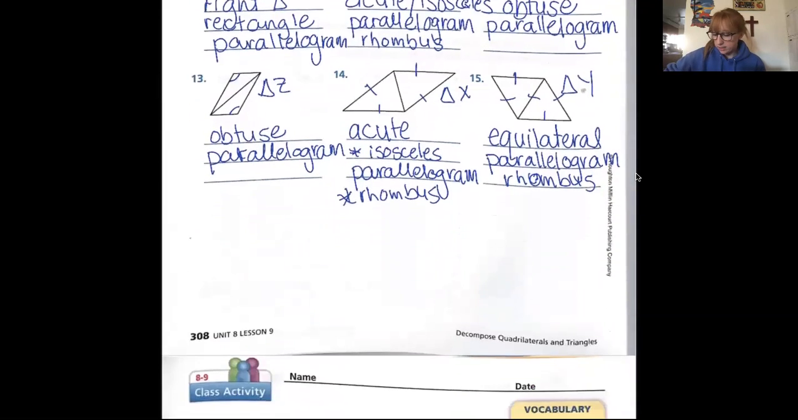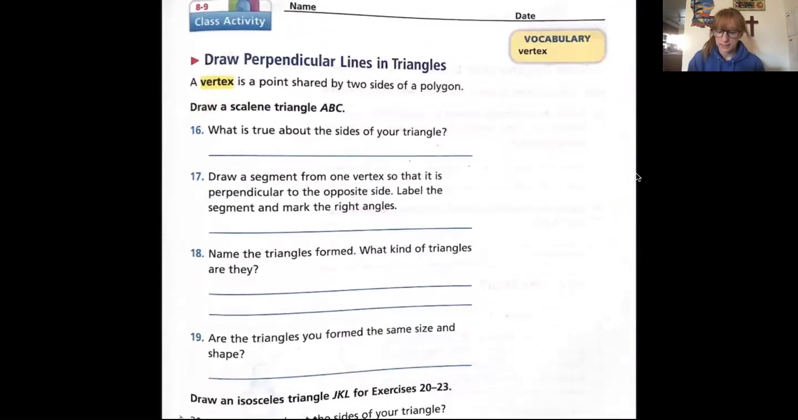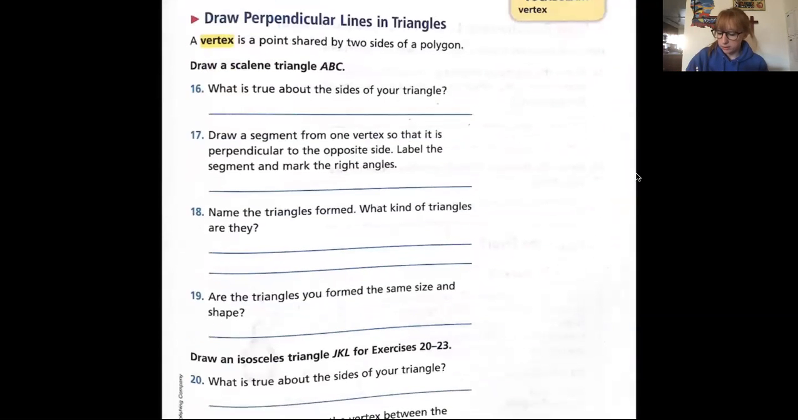So moving on to number 16 through 19, we're going to be very careful in drawing these triangles, and I was much more careful in my book than I will be on my iPad, just because it's a little bit harder to draw lines exactly the way that we want. But when you're doing this on your own, you need to make sure that you're following the directions exactly as it goes, or you're not going to get quite the right answer. So we're going to draw a scalene triangle for ABC.